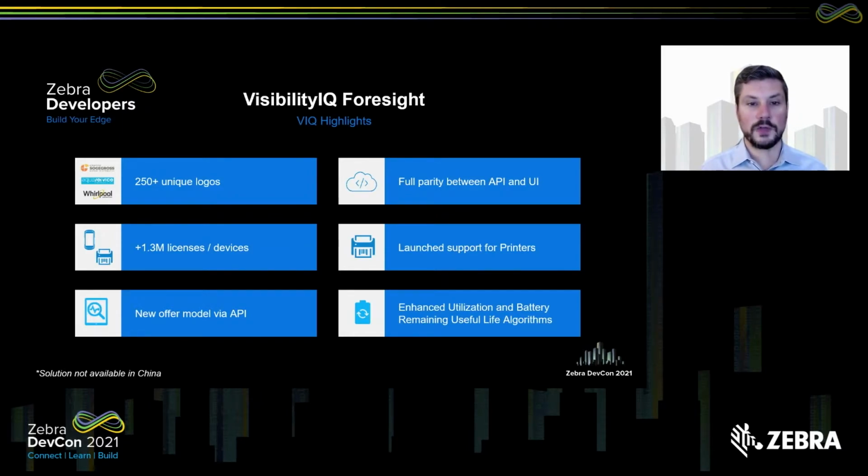Another big update we've done this year, as we're looking at how the devices are being used and what needs to be done, is some refinement of our algorithms. One of these that we enhanced was device utilization. So is a device being used? A few areas that we've made updates to: we are now looking hourly to identify whether, in each hour, a printer or a mobile computer is being used. And now we have the ability to present that to the customers.